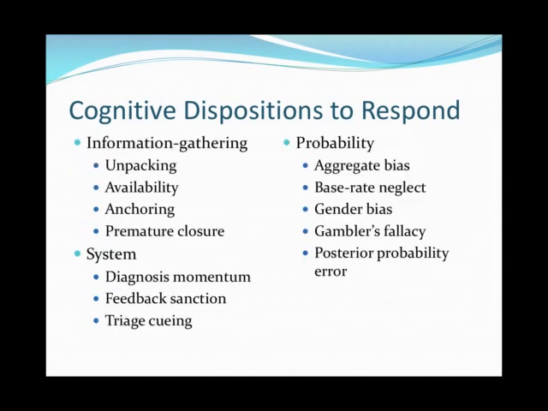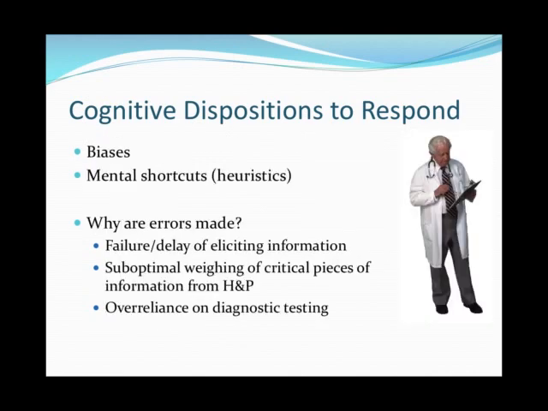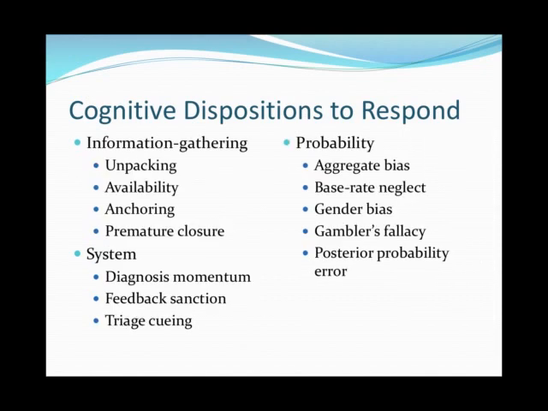So when we think of different errors as well, or these different cognitive dispositions to respond, we can break it up into biases and mental shortcuts. And there are biases and mental shortcuts within these. Some of these are biases, some of these are mental shortcuts. I don't care as much if you can say this one's a bias and this one's a mental shortcut, and sometimes there's overlap between the two, but they're all different cognitive dispositions to respond.